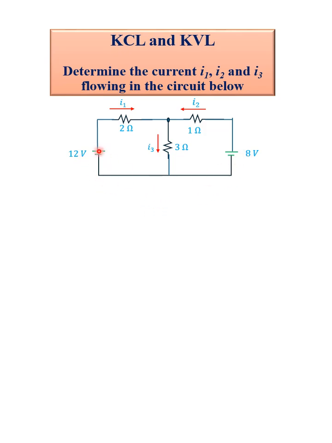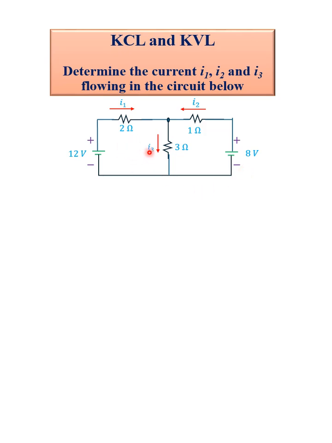and negative signs to the battery sources. For the 12-volt battery, the longer line is the positive, the shorter side negative. Similarly, this is the positive and negative for the 8-volt battery source. After doing that, we want to now put a direction of current flow in each of the loops.